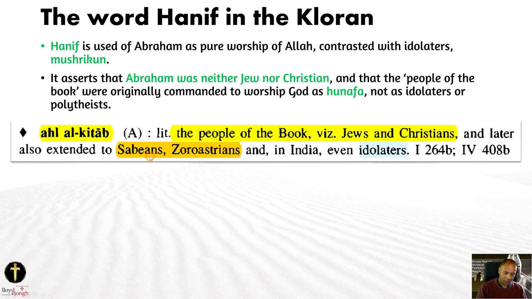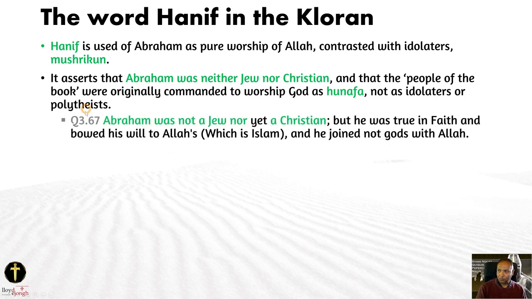And here we've got many associations between Muhammad and his tribe and his religion and these Sabians, and of course the Zoroastrianism, which they've stolen as well, which we just mentioned from the coins. In Quran 3:67, Abraham was not a Jew nor a Christian, but he was true in faith and bowed his will to Allah's will, which is Islam, and he joined not gods with Allah. Well, that's interesting. He wasn't a Jew, not a Christian.